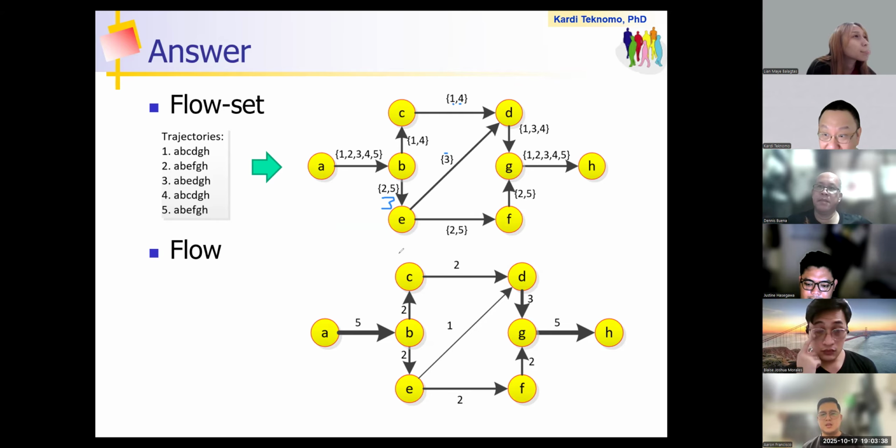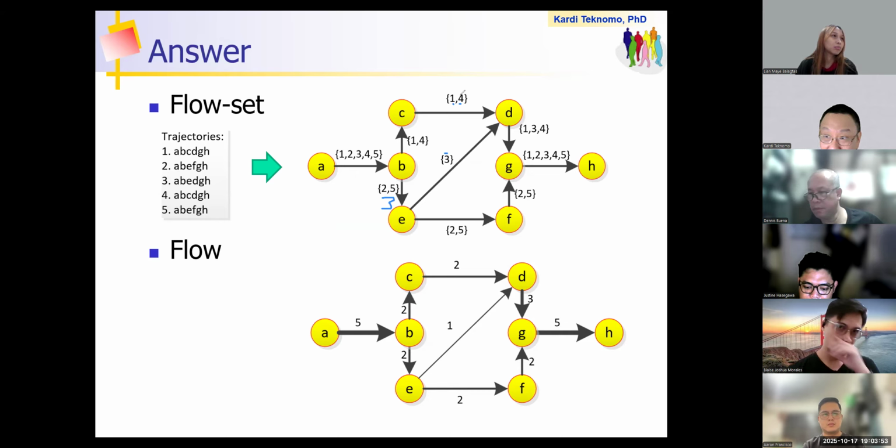Going out of B is 2, 5, 3. Yeah, this one Liam is correcting. And then 1, 4. How about going into D? So from B to D is actually 1, 4, and 3. That is 3 trajectories. So the intersection between going out and going in. Easy.